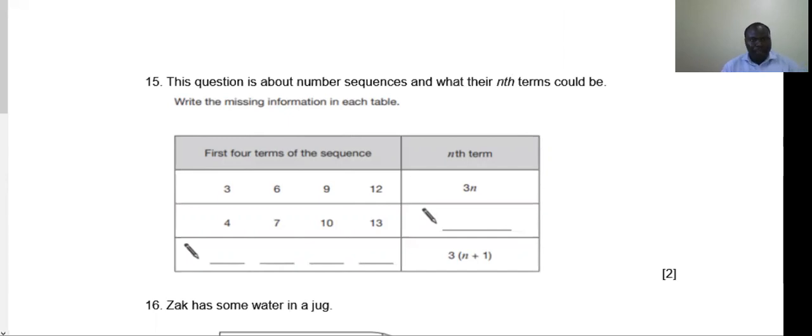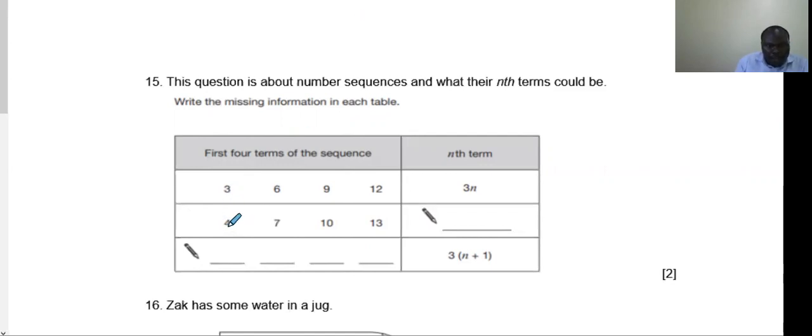Question number 15. This question is about number sequences, what their nth terms could be. Write the missing information in each table. The first 4 terms of the sequence are given, and the nth term is also given, 3n. Now the question is, you are given this sequence here.